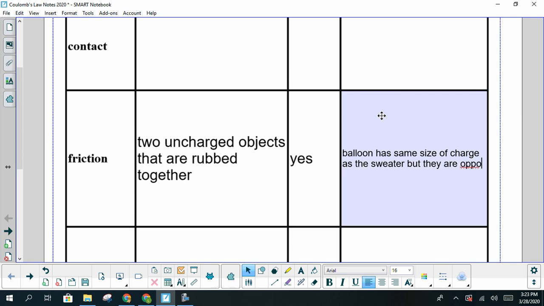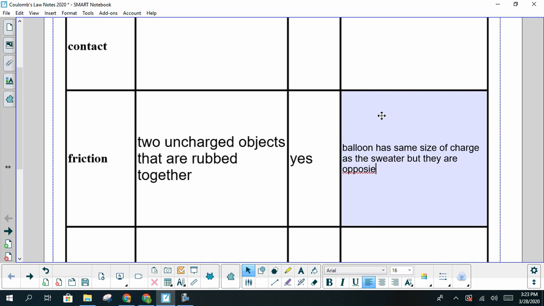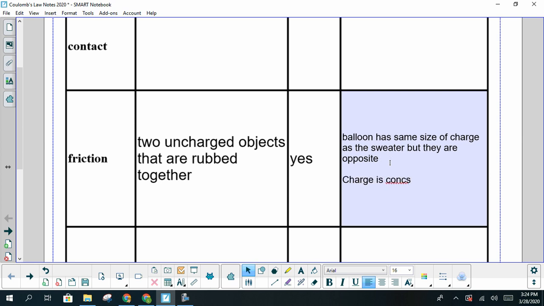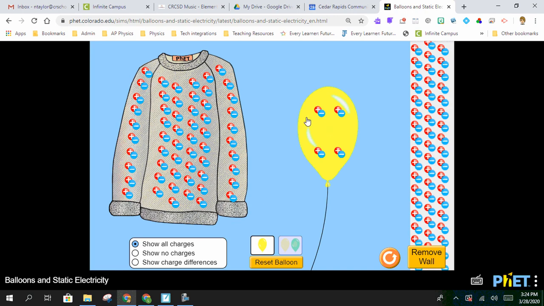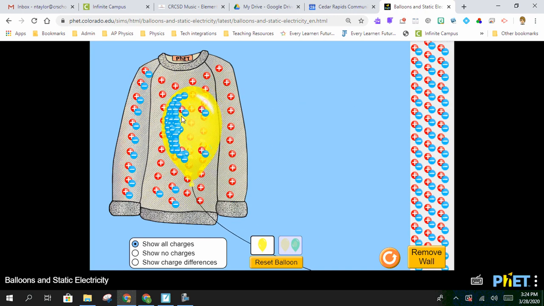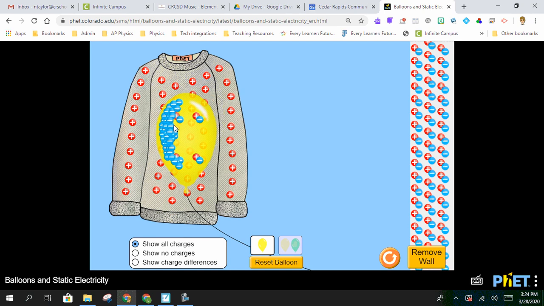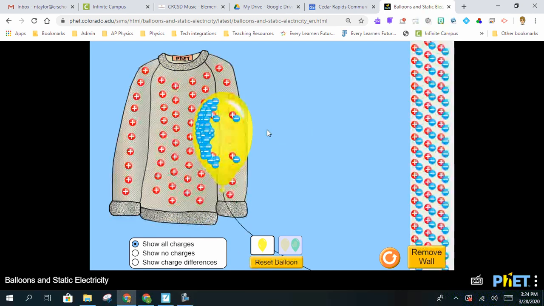So one would be positive and one would be negative. But they have to be the same size, and they have to be the same size because charge is conserved. That's another property that we learned in chemistry, right? We can't make charge, we can't destroy it, we can move it around, which is essentially what's happening when we rub the balloon onto the sweater, right? Every electron that is coming off of the sweater is going onto the balloon.